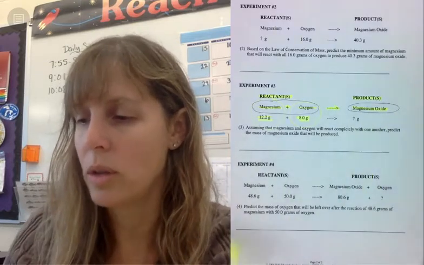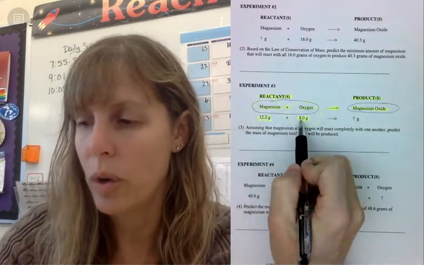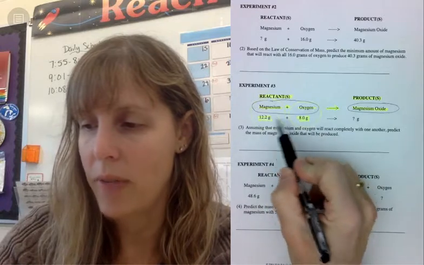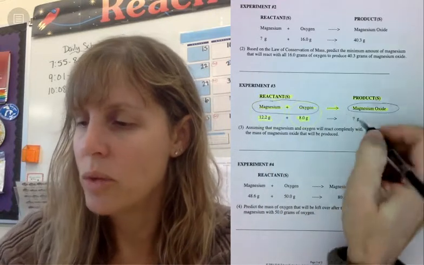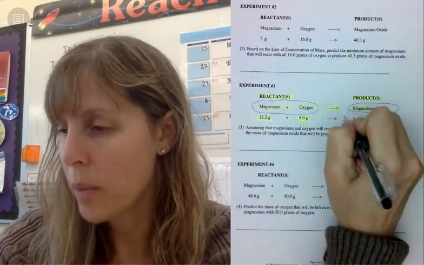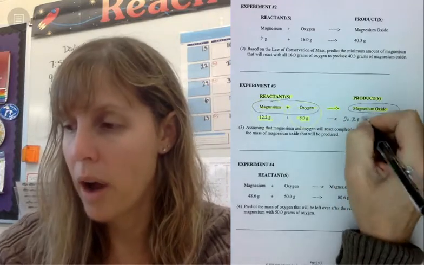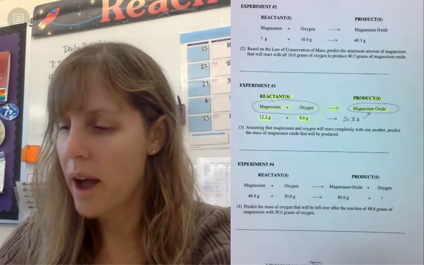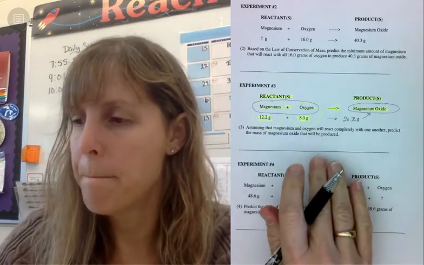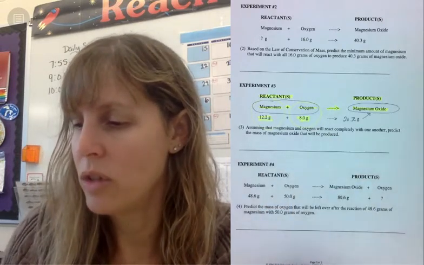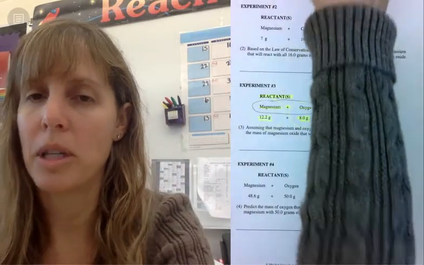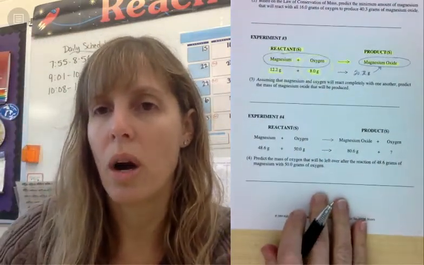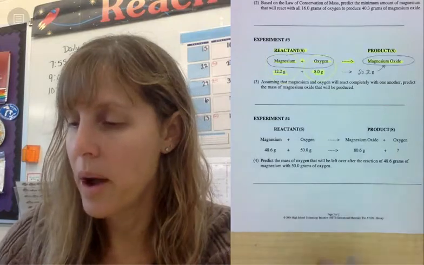Well, all you have to do is add 12.2 plus 8.0, right? You add these two numbers together, and you get 20.2 grams of magnesium oxide, okay? Let's do that again, but let's see if we can do it with a little bit bigger numbers. Feel free to use your calculator if you want, okay?